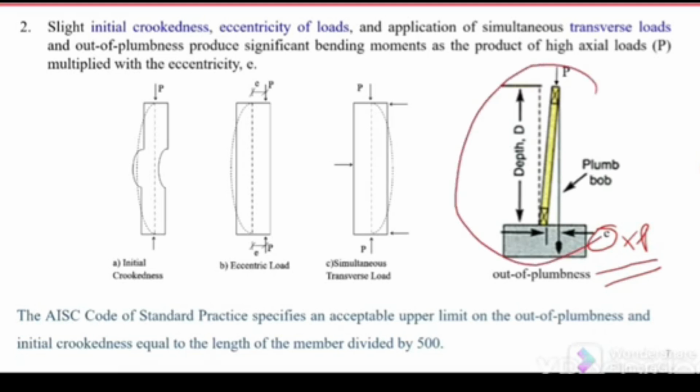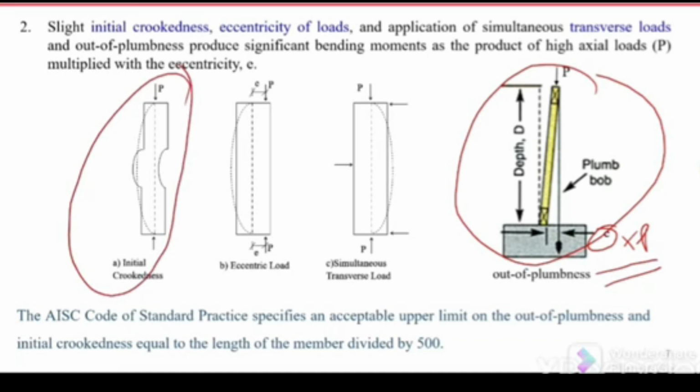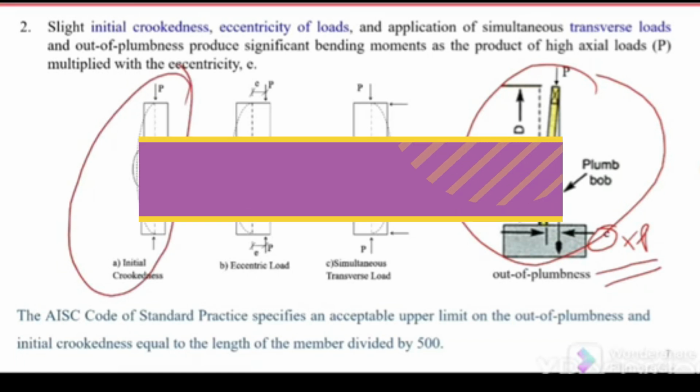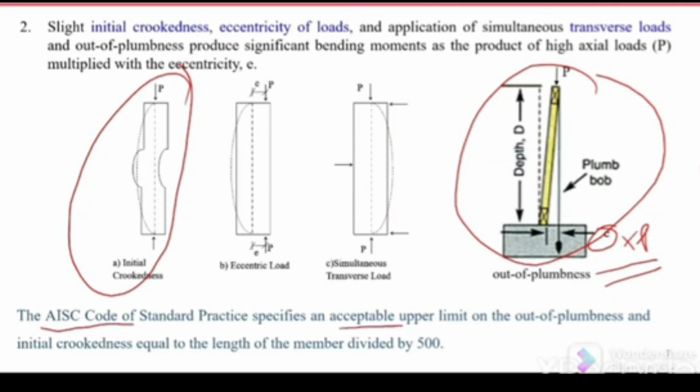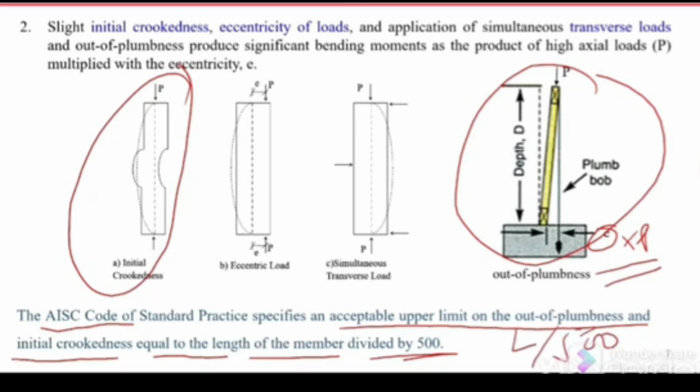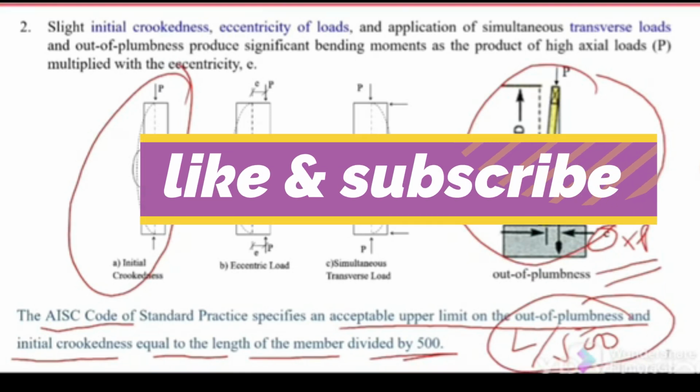For out-of-straightness as well as initial crookedness, the code specifies a maximum limit. The AISC Code of Standard Practice specifies an acceptable upper limit on the out-of-plumbness and initial crookedness equal to the length of the member divided by 500. So the maximum permissible out-of-plumbness as well as initial crookedness is equal to L over 500. If this eccentricity is more than this value, in that case the column will not be acceptable. It means we need to reconstruct or refabricate that member.